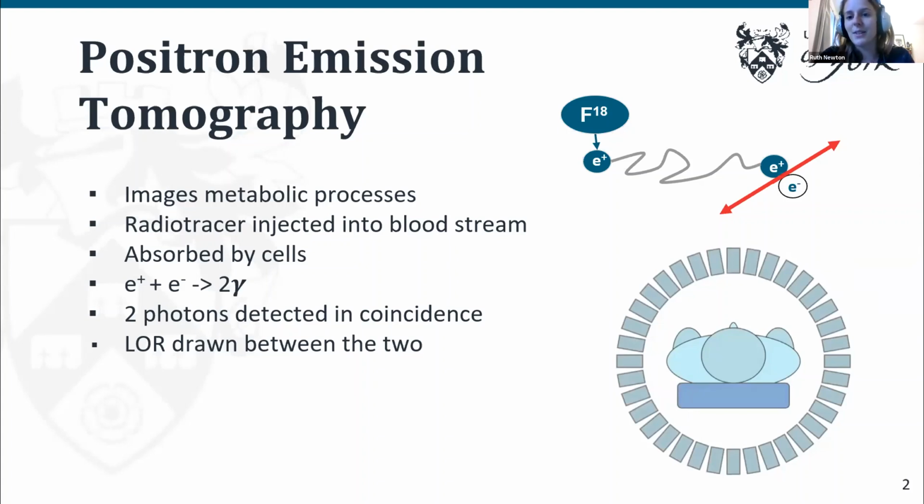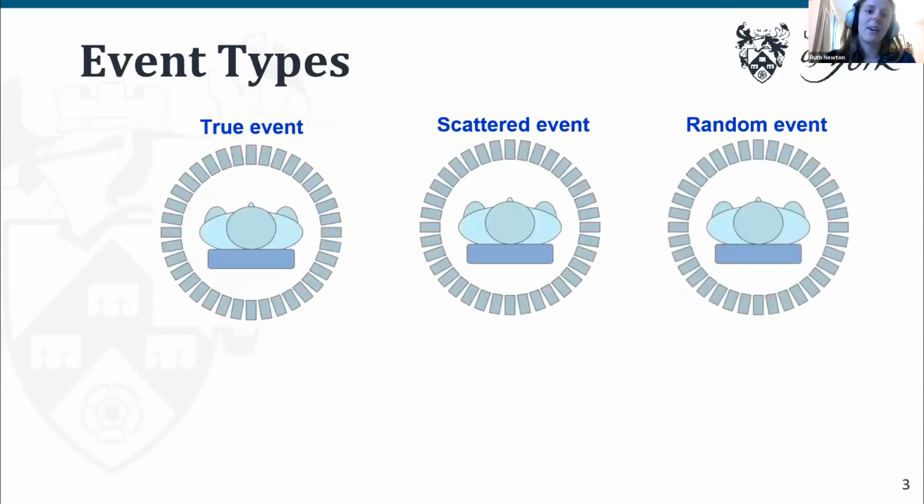We can detect these two photons by placing the patient inside a big ring of detectors. When we get two coincident hits within the same time window, so think 10 nanoseconds or so, then we can draw a line between the two hits, and we know that somewhere along that line is where this decay must have taken place. When we get enough of these lines, you can see how we can start to reconstruct an image from this. Now, this is, of course, the absolute ideal scenario, and it's called a true event.